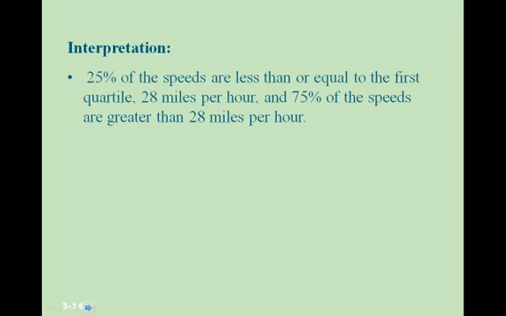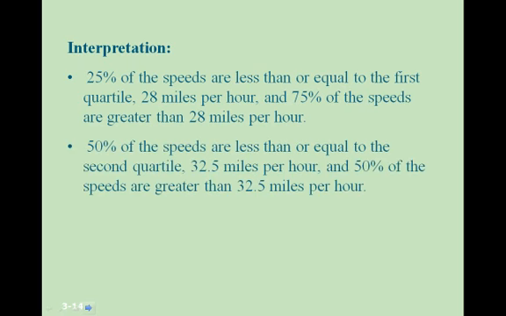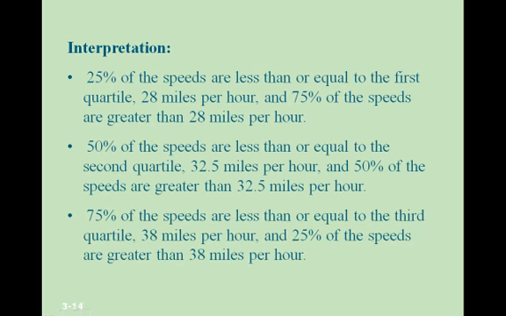So let's interpret these. 25% of the speeds are less than or equal to the first quartile, which is 28 miles per hour, and 75% of the speeds are greater than 28 miles per hour. 50% of the speeds are less than or equal to the second quartile, which was 32.5 miles per hour. So 50% of the speeds are also greater than that. And then 75% of the speeds are less than or equal to the third quartile, 38 miles per hour, and 25% of the speeds are greater than that.